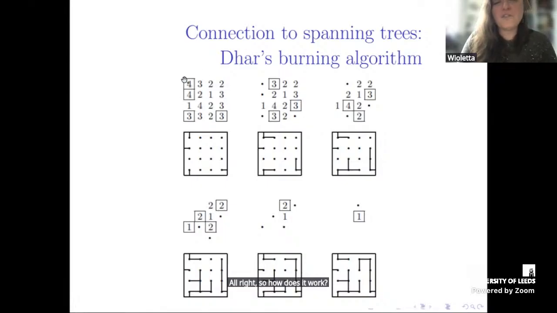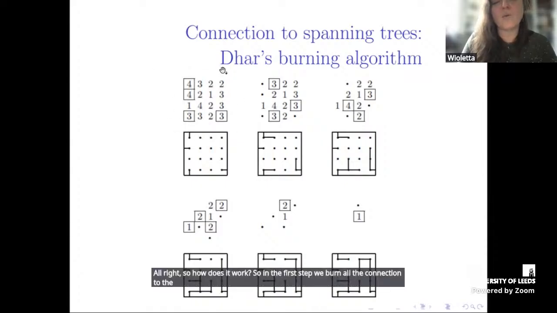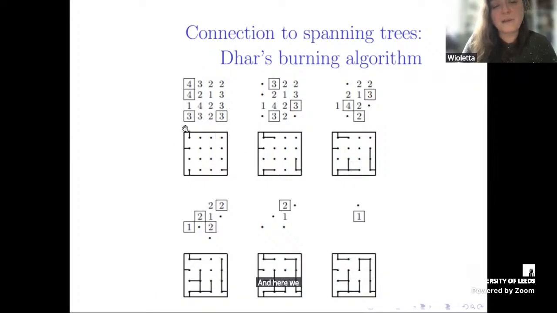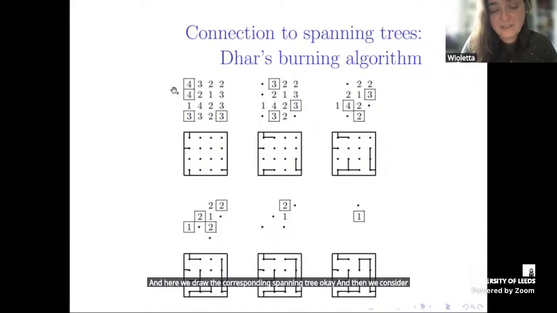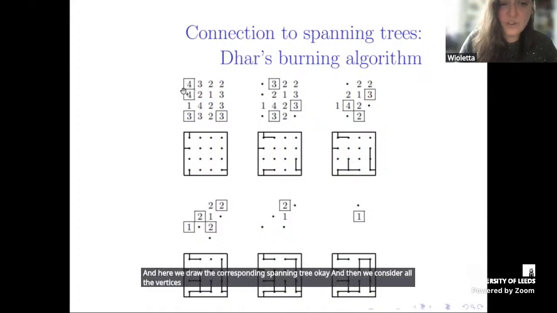So in the first step, we burn all the connections to the boundary. Remember, this was like a wired box. In the first step, we burn the sink and all the connections of the vertices to the sink. And here we draw the corresponding spanning tree, okay? And then we consider all the vertices which have a height which is larger than the number of existing degrees.